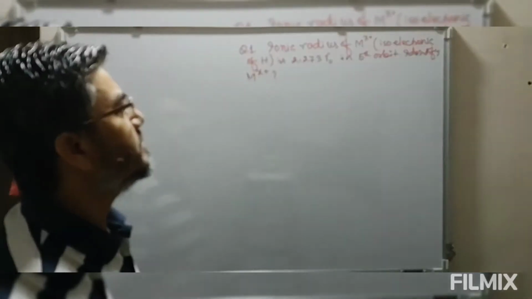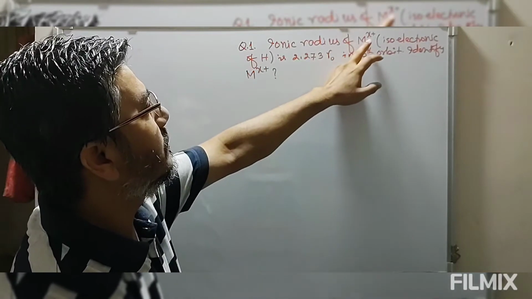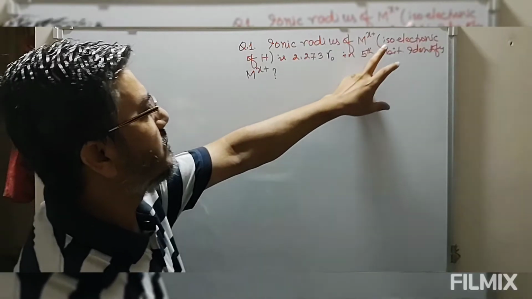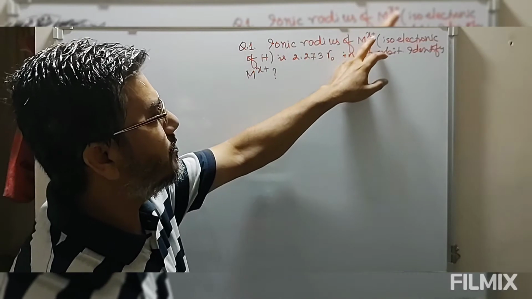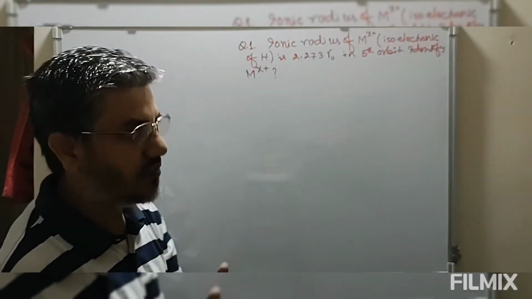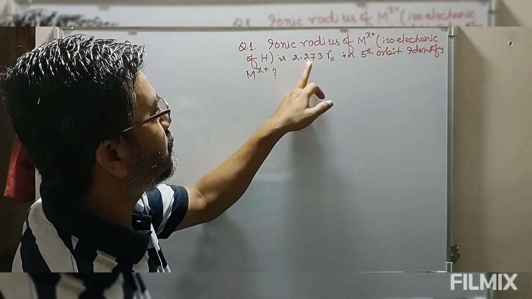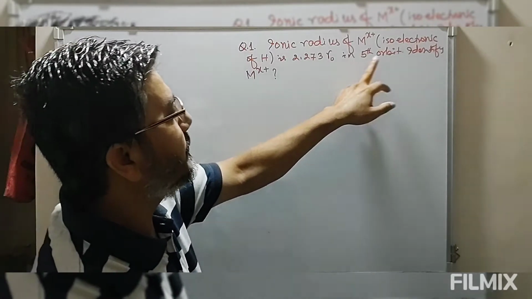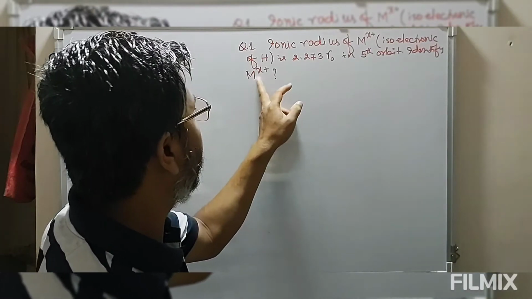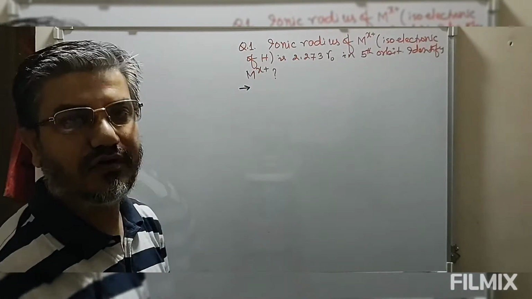So the first problem says the ionic radius of an unknown element M with charge X plus, which is given as isoelectronic with hydrogen. That means this M^X+ contains only one electron, so that we can apply Bohr theory. The radius is 2.273 r naught. R naught is the Bohr radius in fifth orbit. Identify M^X+. So we have this relationship, and this relationship is for radius.